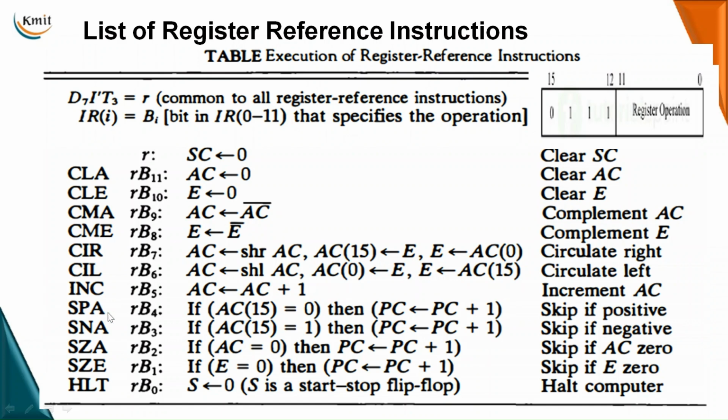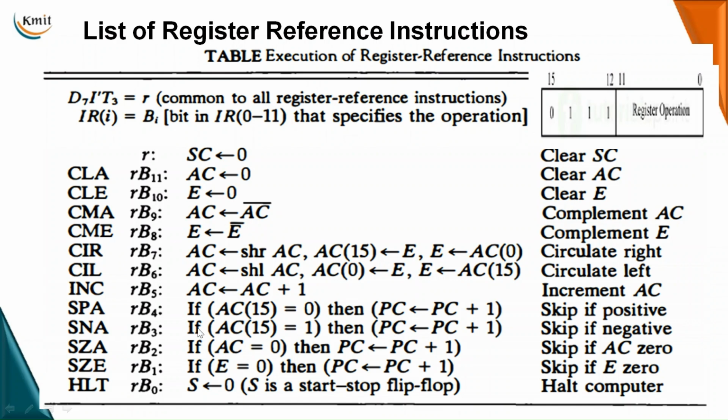So that is the SPA instruction. And next is SNA, skip if negative, which means if the contents of the accumulator contain a negative value, then the PC will be incremented by 1. We are going to skip the next instruction according to the program order.